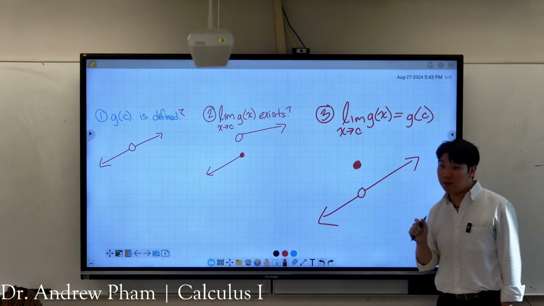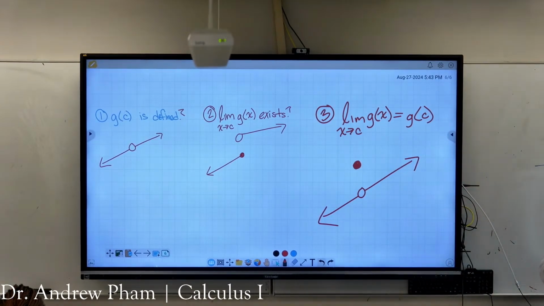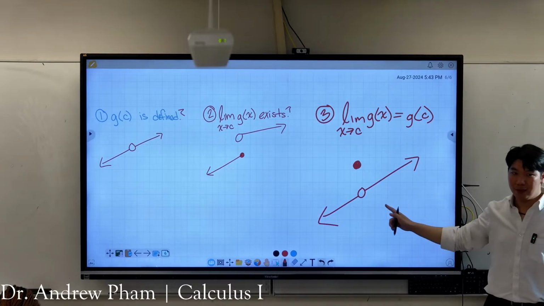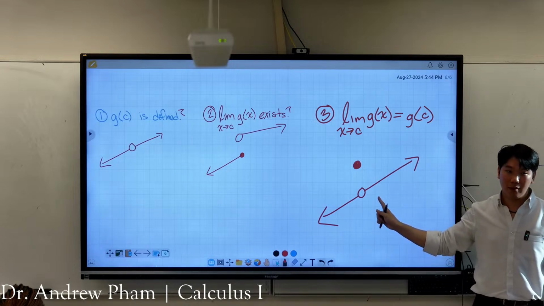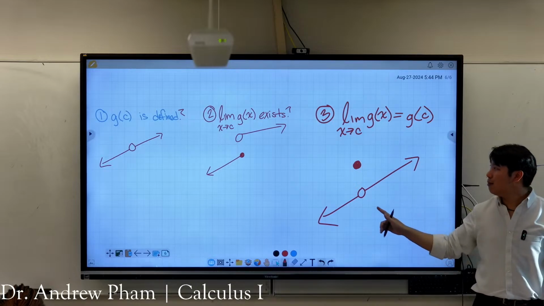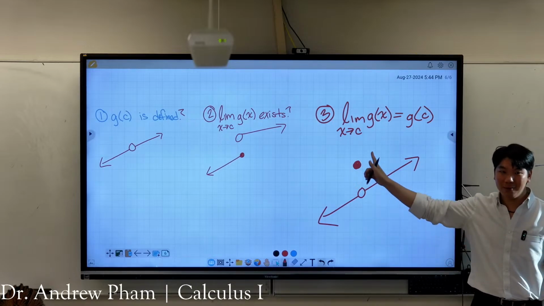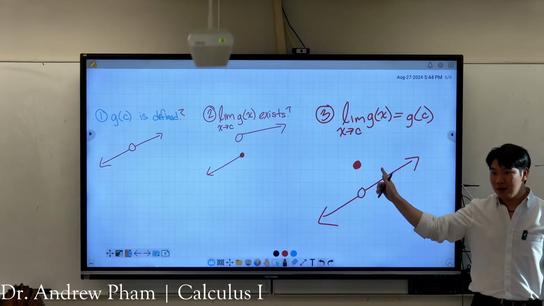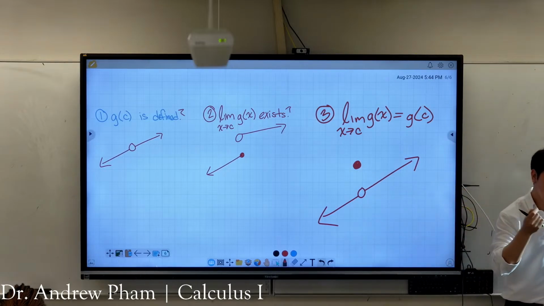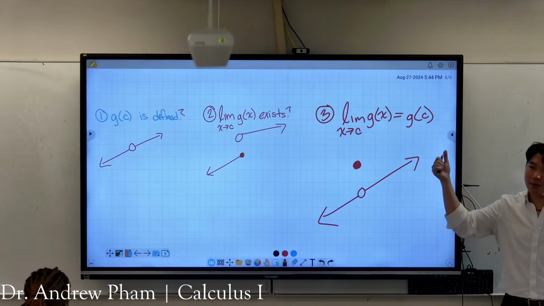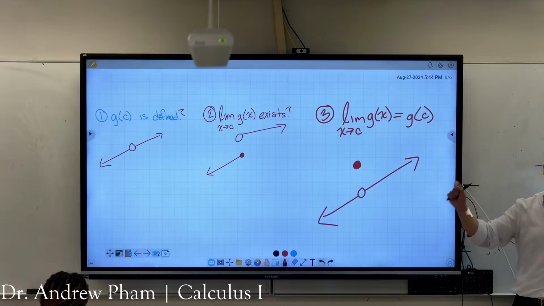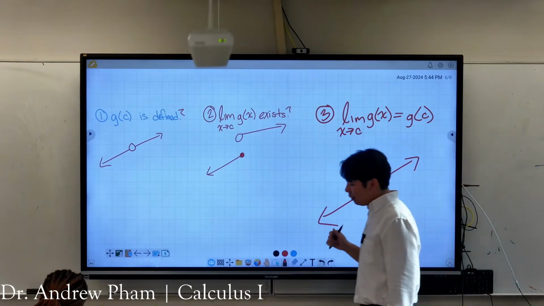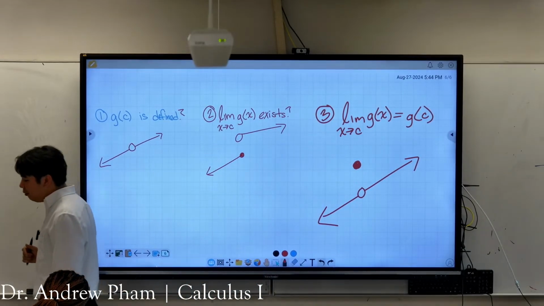Is this graph continuous? No. Does the limit exist for this one? Would it be possible to find the limit? Yes, it would be possible to find a limit. Last thing, is the function defined right here? Yes, the function is defined there. So this is an example where, yes, it's defined. Yes, the limit exists, but there are two different values. So this is an example where each condition might fail, visually speaking.